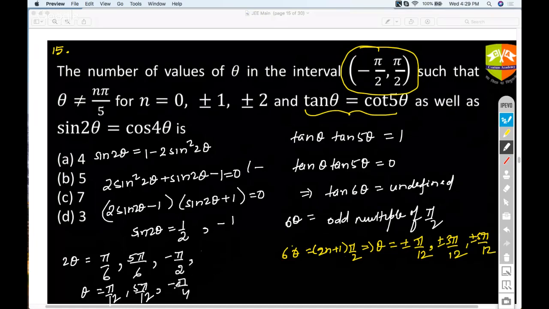So I think these are the three values which are common to just two values are coming. Minus pi by 4 is common. No, minus pi by 4 is not common.